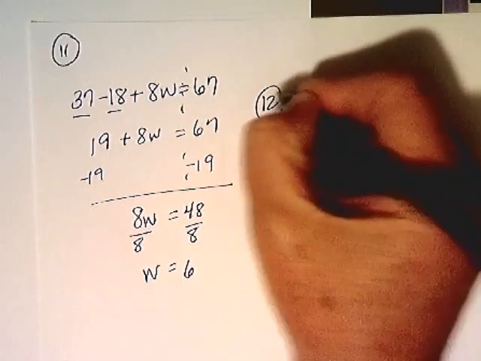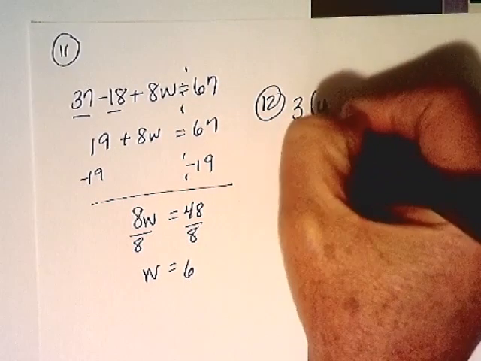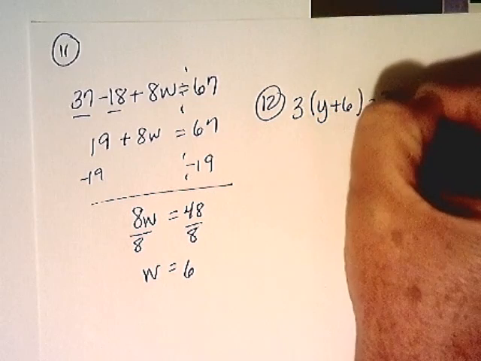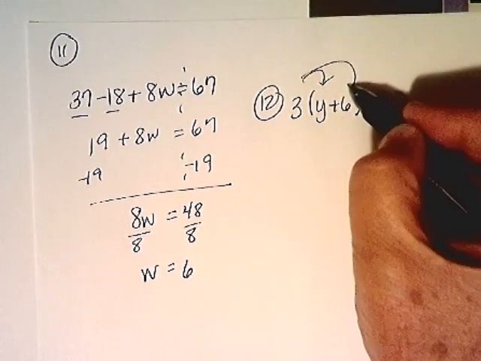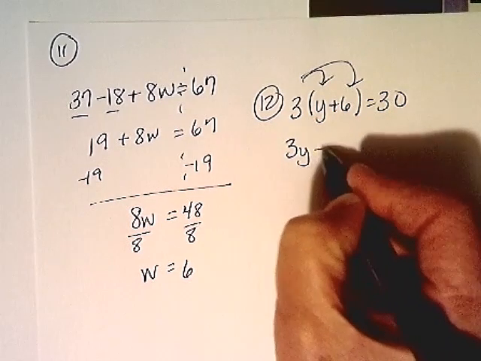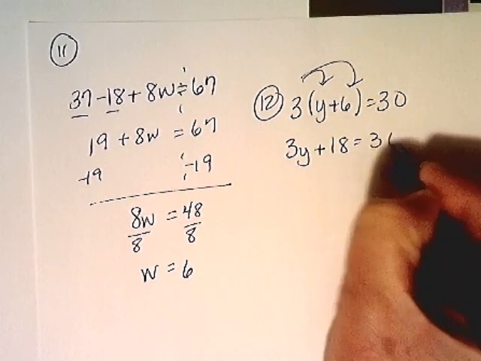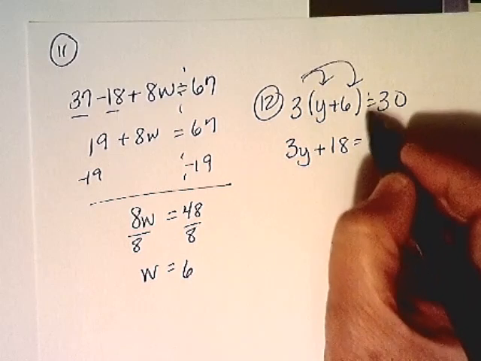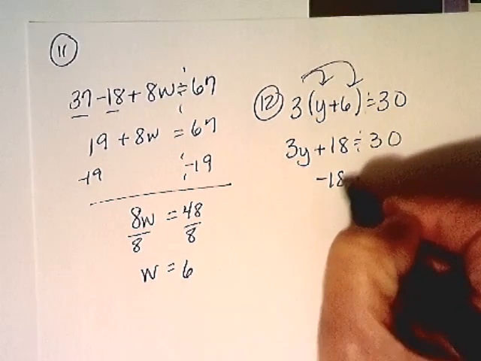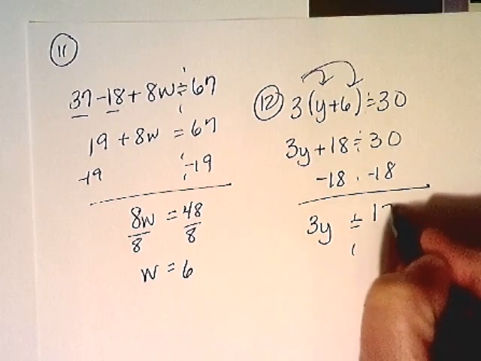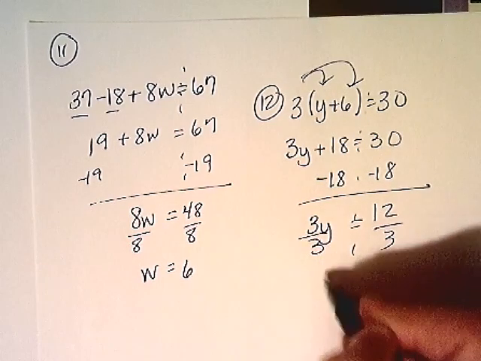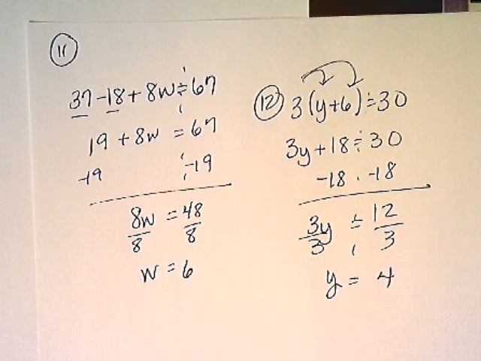Number 12 says 3 times y plus 6 is 30. We want to start by distributing. So 3y plus 18 is 30. We want to isolate that y, so subtract 18. 3y is 12. Divide by 3. y is 4.